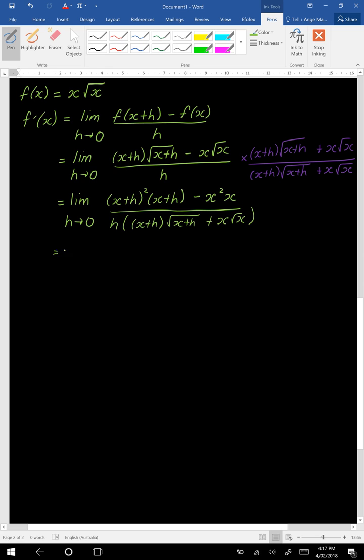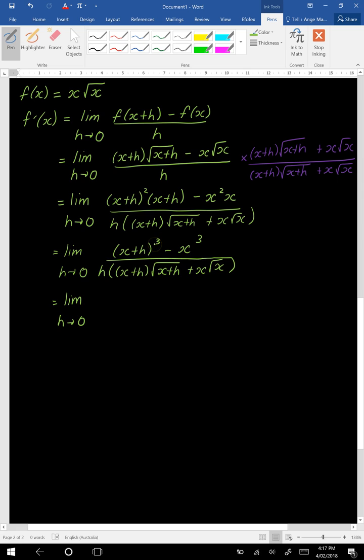Okay. Now if we notice the top line, we can see we've got x plus h squared times x plus h, which is x plus h cubed, and x squared times x is also x cubed. Okay, and now we've got that monstrosity of a denominator to rewrite. There we go. Okay, x plus h all cubed.